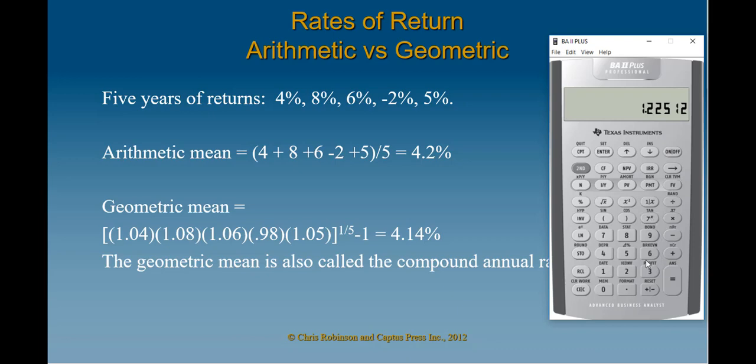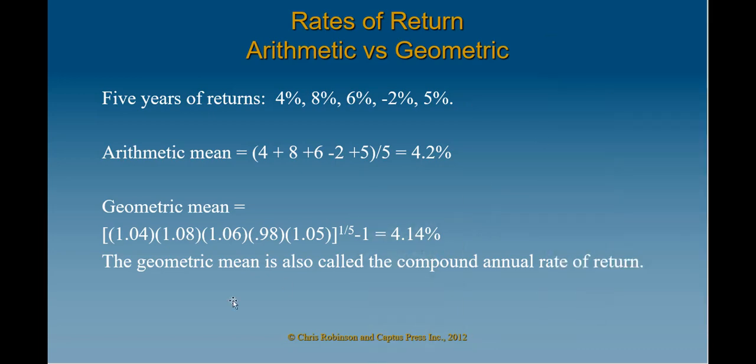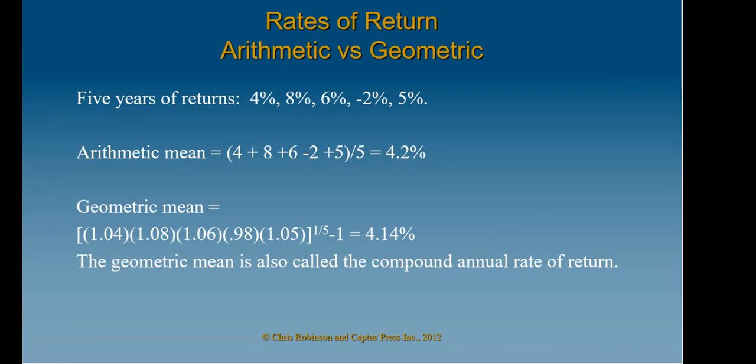We do y to the x to 0.2. That's 1 divided by 5. And we get 1.0411. It's showing here minus 1. And if we multiply it by 100, we're going to see that we've got 4.1434, 4.14%. So the geometric mean is also called the compounded annual rate of return. It's very important when we're looking at financial returns.